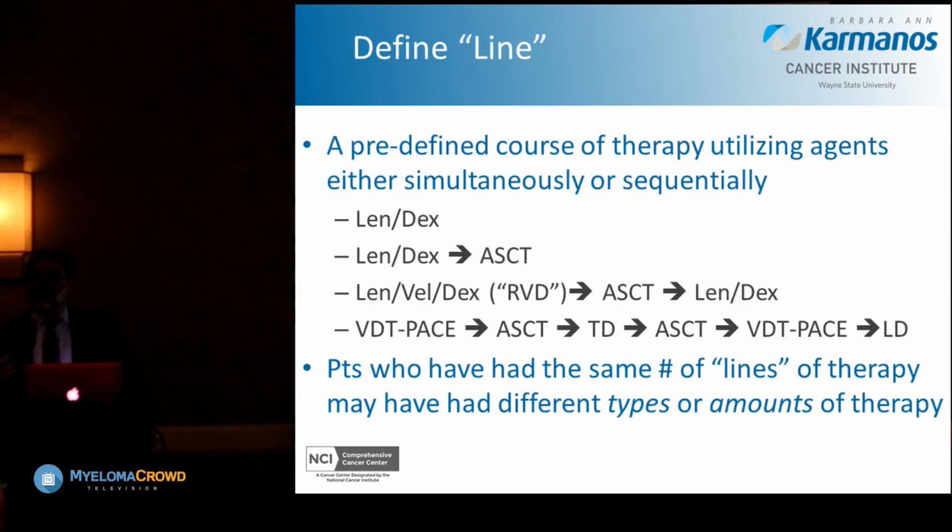We do have a definition for what a line of therapy is, but the definition doesn't really tell the whole story. So when we say there's a predefined course of therapy that uses some combination or sequence of drugs, either together or in some planned order, without needing to stop the therapy because of toxicity, and without needing to switch the therapy, not because you were planning to switch it at a certain point, but because the disease is progressing, that's all one line of therapy. And so these are examples.